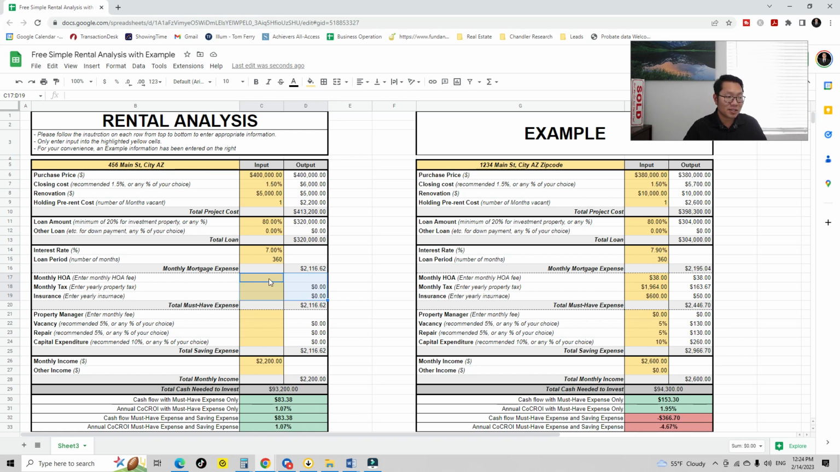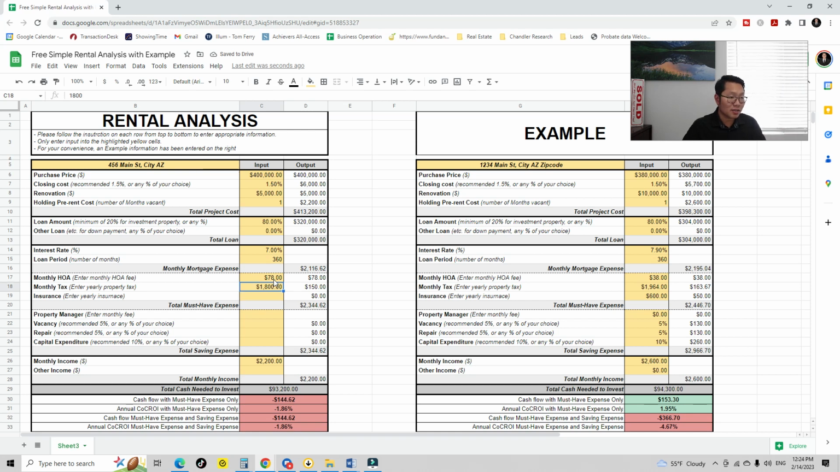Okay, these are the must-have expenses. These are categorized as must-have expenses because you have to pay them. The lender is going to require you to pay those. The HOA is going to require you to pay. So let's say you buy a property in a community that has $78 a month for HOA. The tax is going to be 22. No, 22 is the same number as the mortgage payment, so I'm going to use different numbers so that you can track easily. Maybe 1,800.